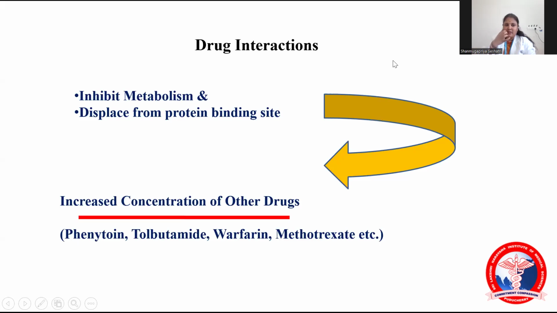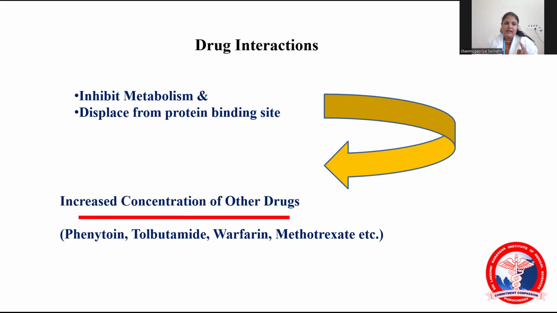Coming to the drug interaction part. I already told you these drugs have a higher plasma protein binding property based on their duration of action. When it is given along with a drug which has a similar plasma protein binding property, the sulfonamide will inhibit the binding of the secondary drug. So your sulfonamide is a primary drug, whereas the second drug also has plasma protein binding property. When these two drugs are given together, sulfonamide will inhibit the plasma protein binding of the second drug.